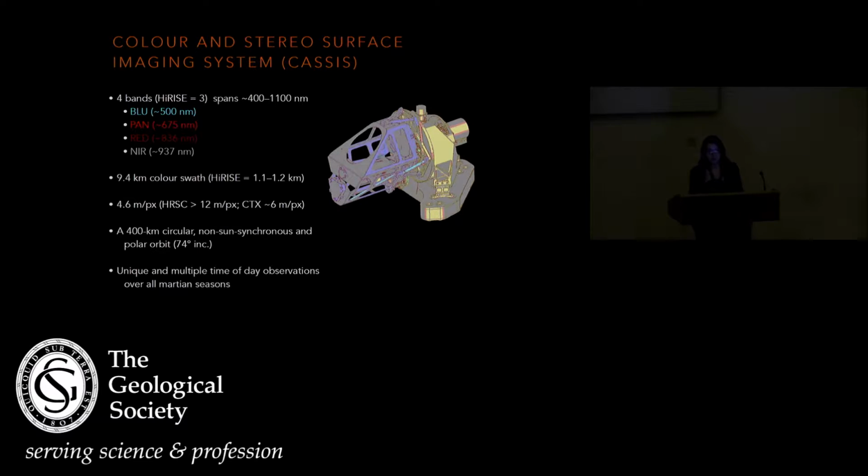It has a color swath that's about 9.5 kilometers wide compared to the about 1 kilometer that we get with HiRISE. The resolution is much lower. It's only 4.6 kilometers per pixel, so it's higher than CTX but lower than HiRISE. And thanks to the unusual orbit of TGO relative to the other orbiters that we have right now, it's going to give us unique and multiple time of day observations across multiple Martian seasons of gullies on Mars.